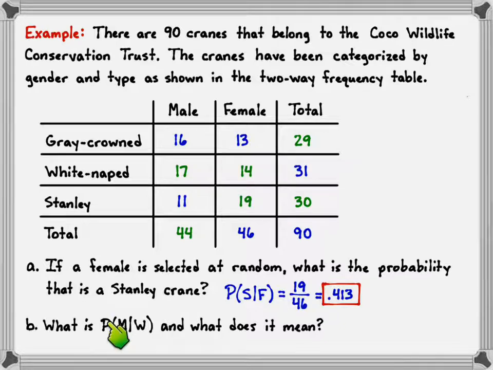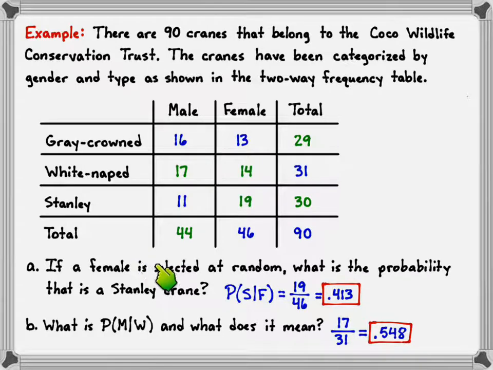For B, it says, what is the probability of M given W? Well, what does that mean? Remember, that line means given that. That means we are looking for the number of males out of the white-naped. So our sample space is going to be the white-naped. How many white-naped do I have? I have a total of 31. So that is my sample space, and that's going to go in the bottom. And then what's my event space? My event space is the males that are inside the white-naped. I don't want the total males. I just want the males inside the white-naped. So it would be 17 out of 31, which works out to 54.8%.